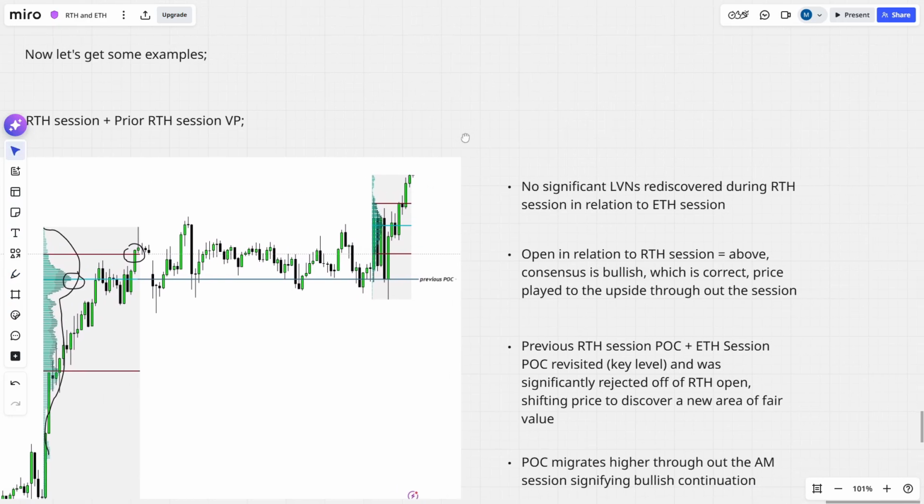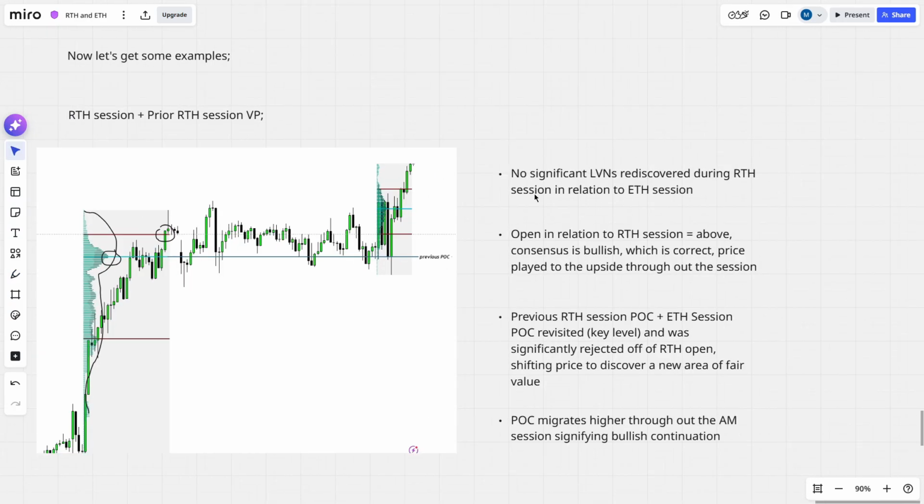However, we can say that there's no significant LVNs needing rediscovery during the session simply because it's a P profile. So a lot of this volume is stacked towards the highs. So for us to come back down and rediscover, it's significantly lower probability. So the open in relation to the RTH session is above. So as I've been saying, what does that mean? The consensus is bullish. And it is. That's correct. And the price did play to this upside during this session.